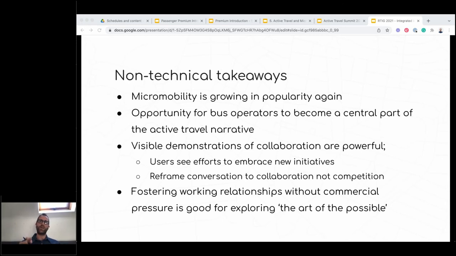Opportunity for bus operators to become a central part of the active travel narrative is really, really huge. Visible demonstrations of collaboration are really powerful. Users see efforts to embrace new initiatives. And we've been able to reframe that conversation to collaboration rather than competition. Last point on the non-technical takeaways, fostering working relationships without commercial pressure is good for exploring the art of the possible. So it's been a really interesting stream of work to explore.